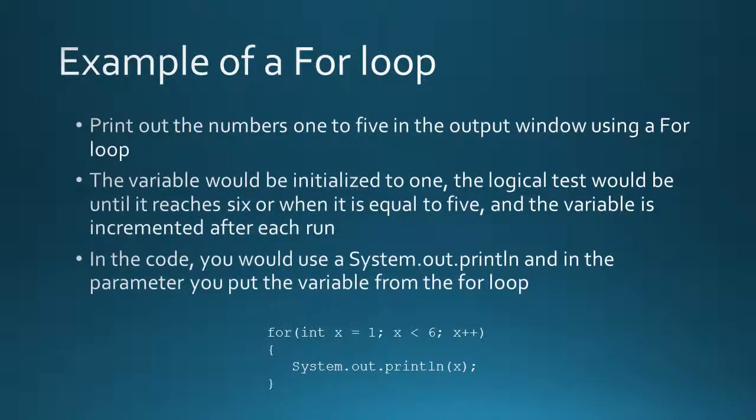So in the code, we'd have a system out print line, and in the parameter, you would put the variable in the for loop. Taking a look at the example below: for int x equals 1, while x is less than 6, x plus plus, and then system out print line x, and that would print out 1 through 5. The x less than 6 could also be replaced with x less than or equal to 5. So let's go ahead now and turn over to Java and take a look at how they're actually used and compare them with a while loop.